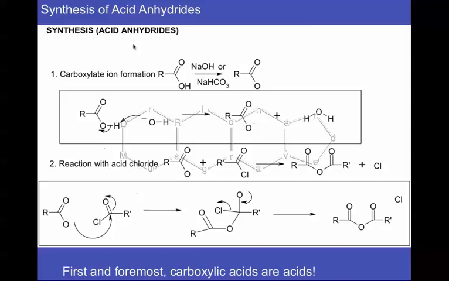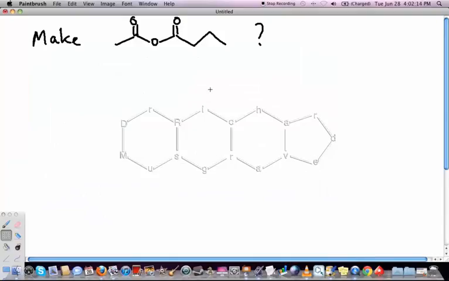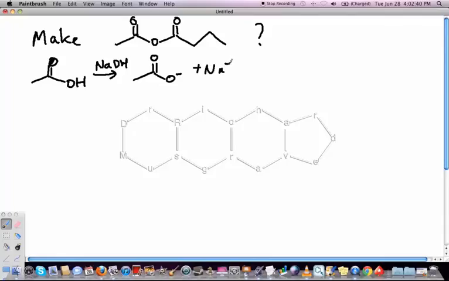Alright, let's see how we might form one of these, and I'll also give you a discussion of the mechanism as well. So let's say you had wanted to make this particular anhydride. The first thing you would do is you would take acetic acid and you would treat it with sodium hydroxide or some kind of other base and get the carboxylate ion, and this would be plus Na plus and H2O.